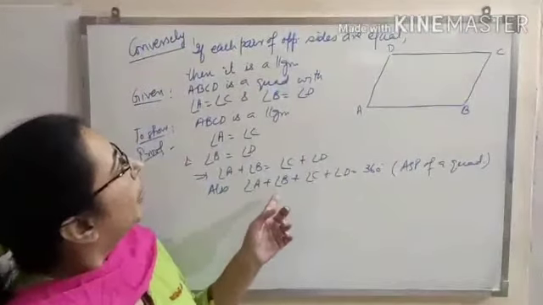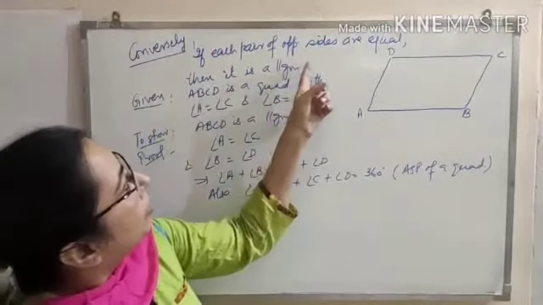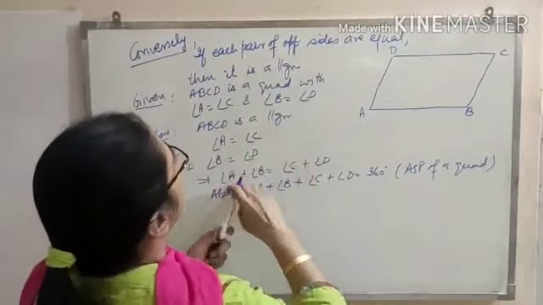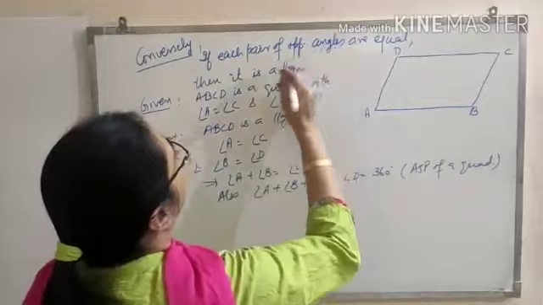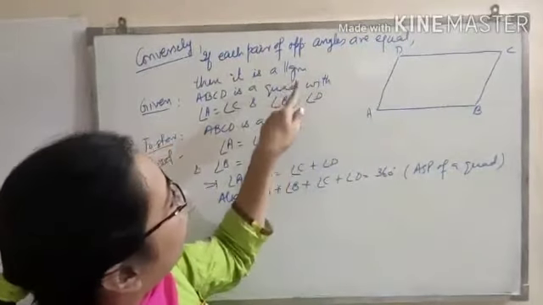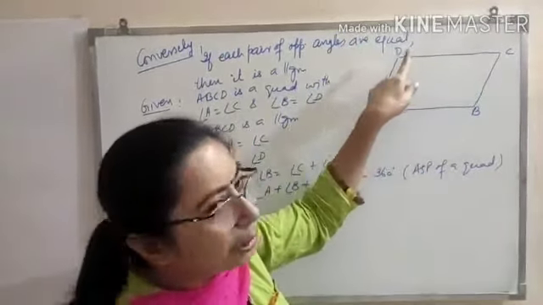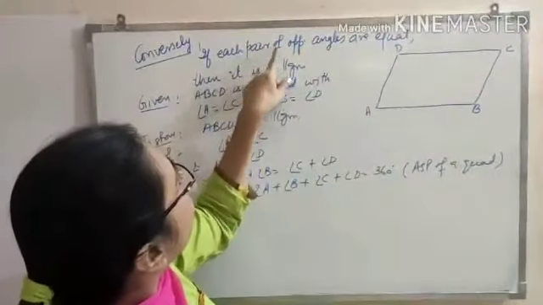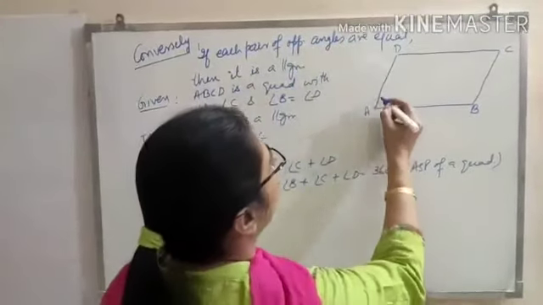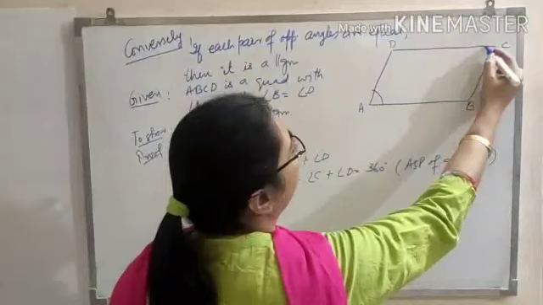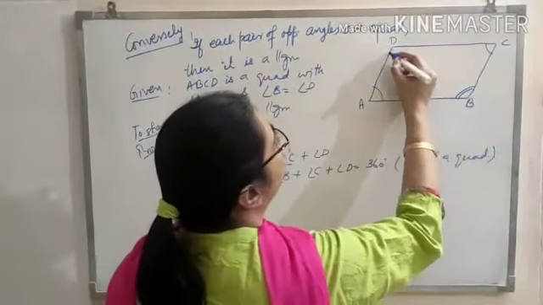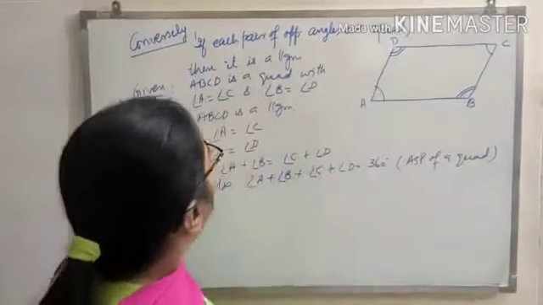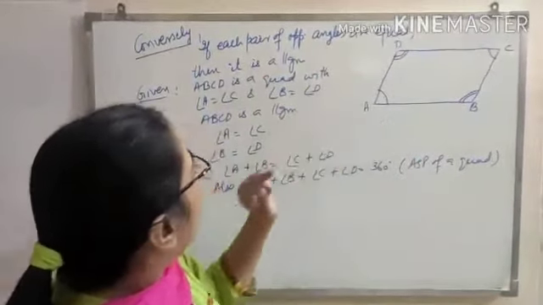Now the converse part. If each pair of opposite angles is equal, then it is a parallelogram. Earlier we have shown that in a parallelogram opposite angles are equal. Now the converse: each pair of opposite angles is equal. It means you are given ABCD is a quadrilateral with A equal to C and B equal to D. This is given to you. You have to show that ABCD is a parallelogram.